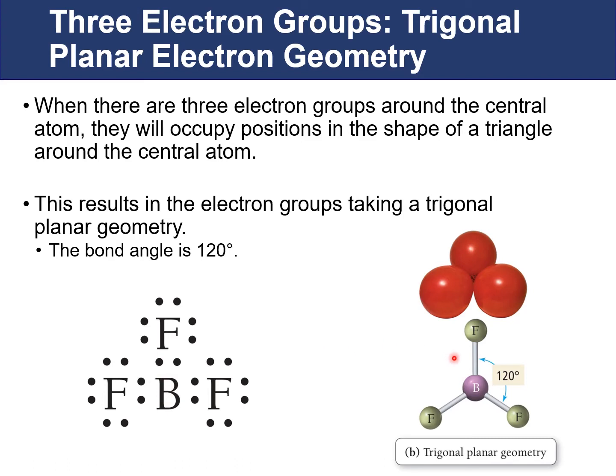What this looks like three-dimensionally is the entire molecule lies along a plane, and the groups, the fluorine atoms, occupy points on a triangle. So because everything is in a plane and the shape forms a triangle, this is called trigonal planar.